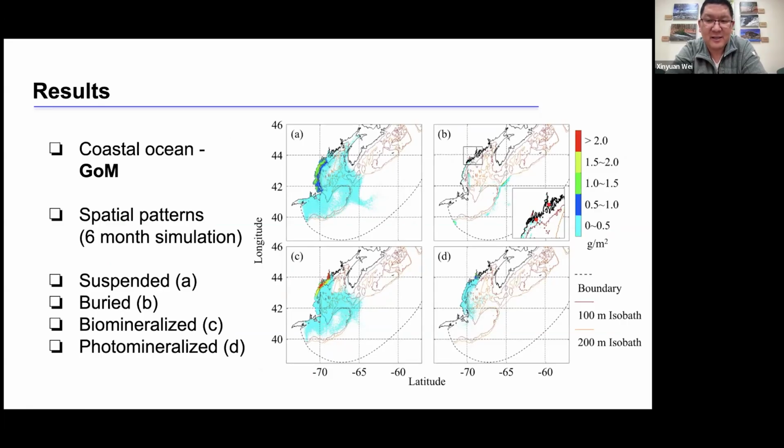After 6 months, the model simulation results let us know how much TDOC is still suspended in the coastal water and how much is buried in the sediment. In addition, it also provides information about the biomineralized and photomineralized TDOC in the coastal ocean.